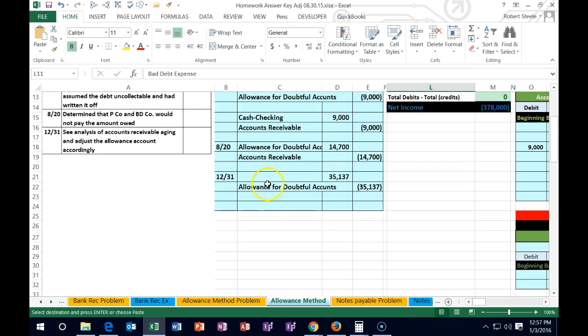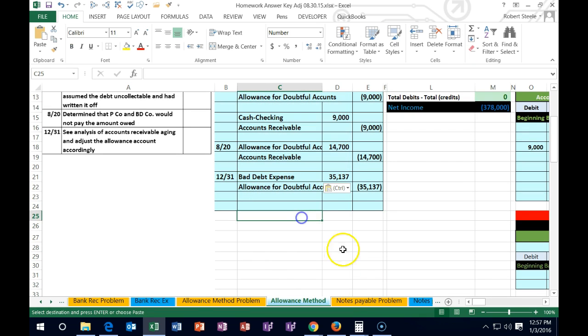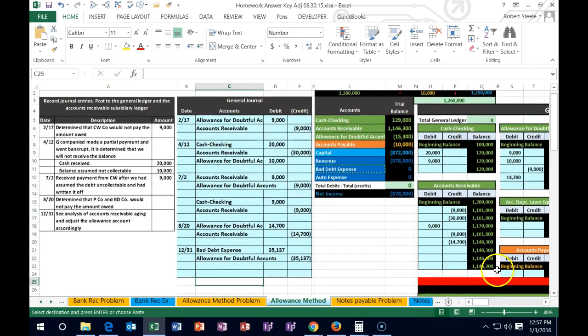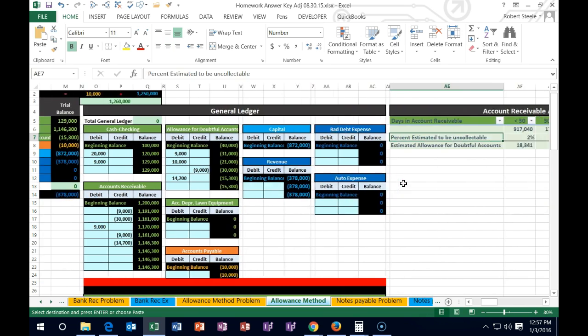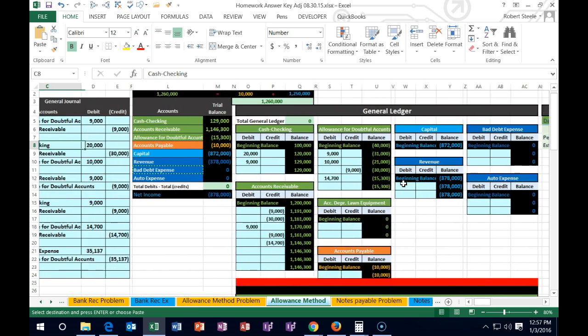So we're going to copy this, and we're going to paste this down here in C21, right click and paste it 1, 2, 3. And then I'm going to make this a little bit smaller in the taskbar back down to 80 so we can post this out and see if it does what we expect it to do. What do we expect it to do? Well, we expect the allowance account here to go from 15.3 to our estimate that we came up with here, 50,437. All right, so that's what we want it to do.